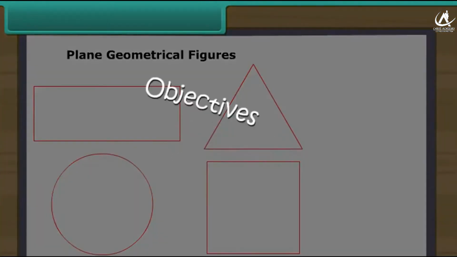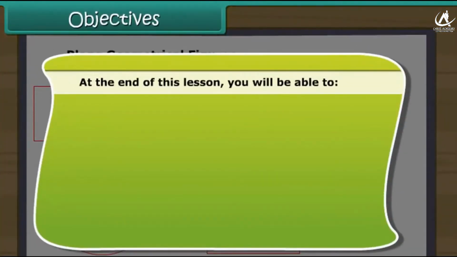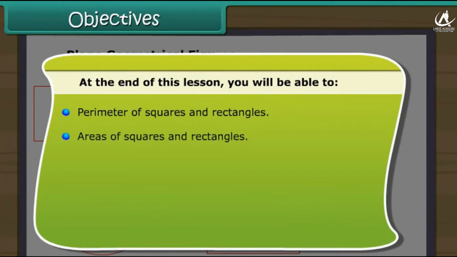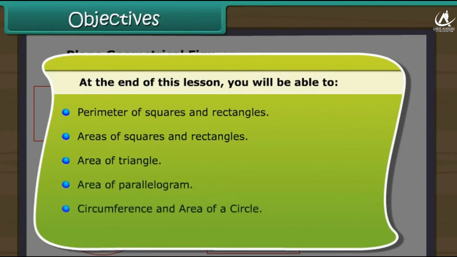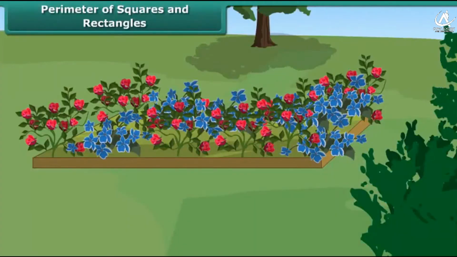Objectives. At the end of this lesson, you'll be able to find the perimeter of squares and rectangles, areas of squares and rectangles, area of a triangle, area of parallelogram, circumference and area of a circle, and unit conversions. Perimeter of squares and rectangles.